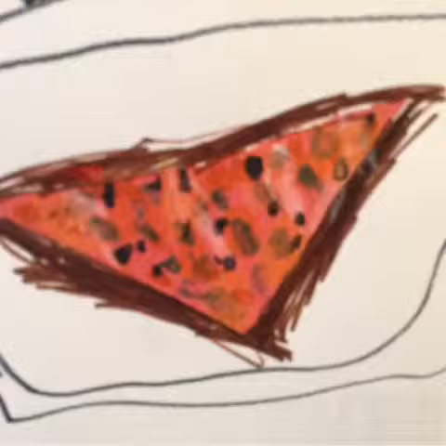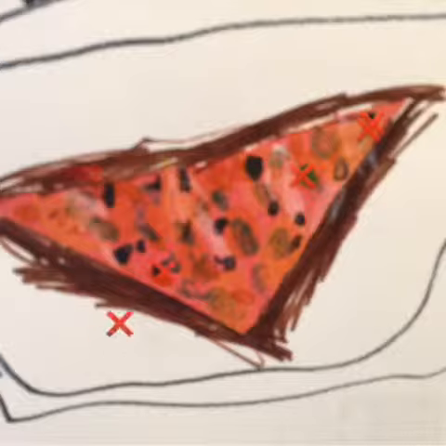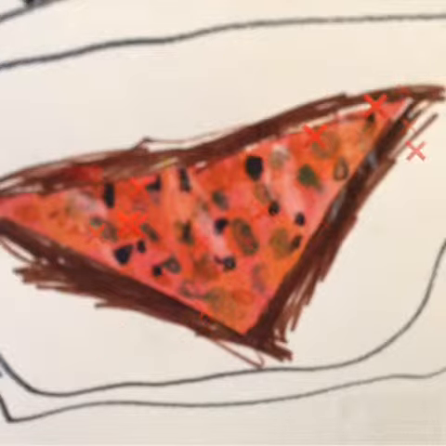This is a triangle, and it has one, two, three sides, and it looks like a 3D shape, but it's actually not a 3D shape.